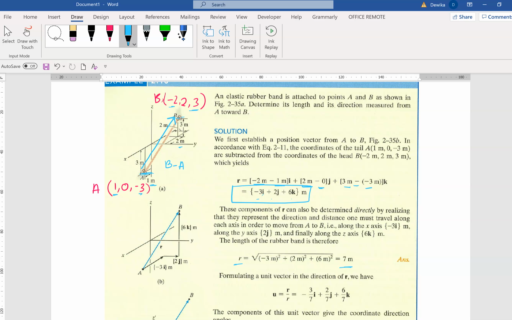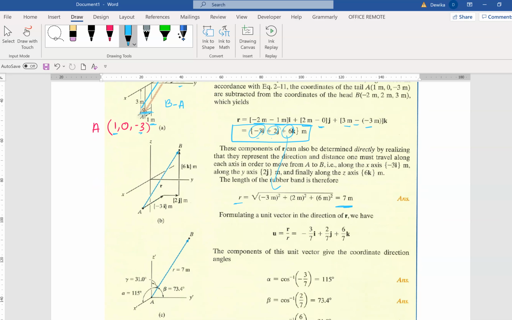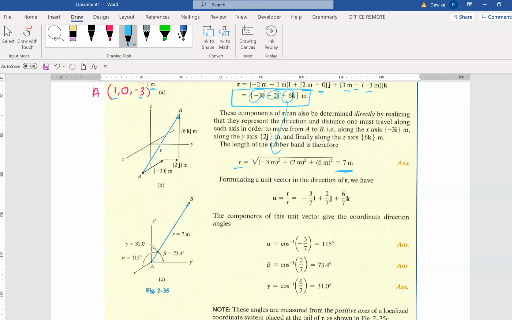So what will the length be? Square, square, square, sum, and inverse square root. So that will be 7 meters. Now, if you want to find the angle, what do you do? You take the 3, the negative 3.